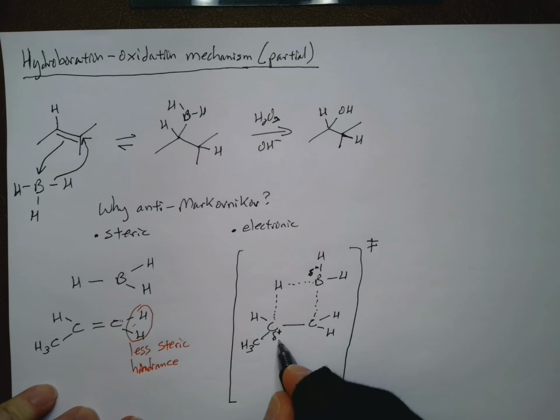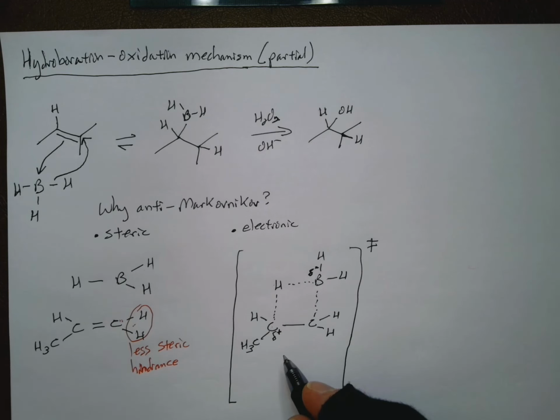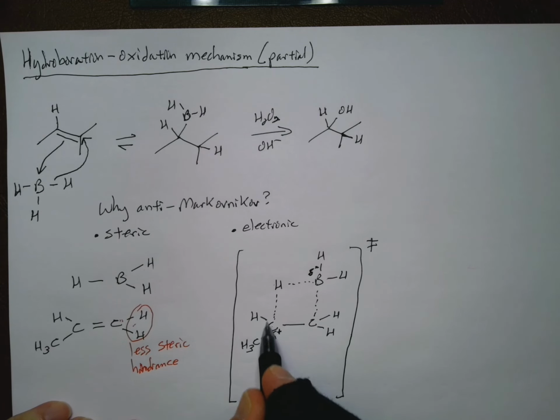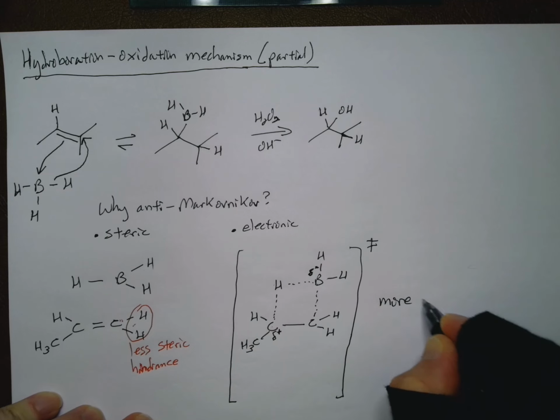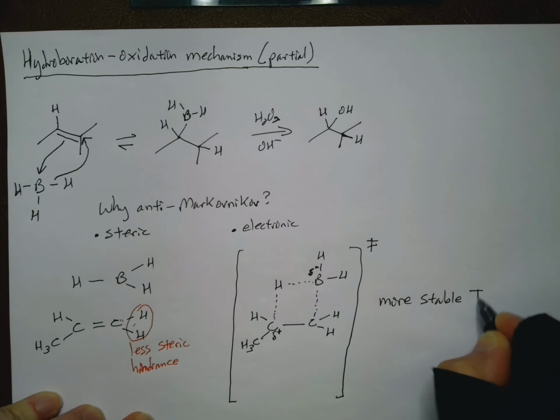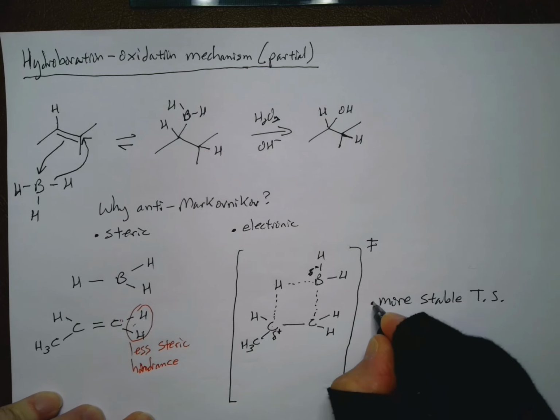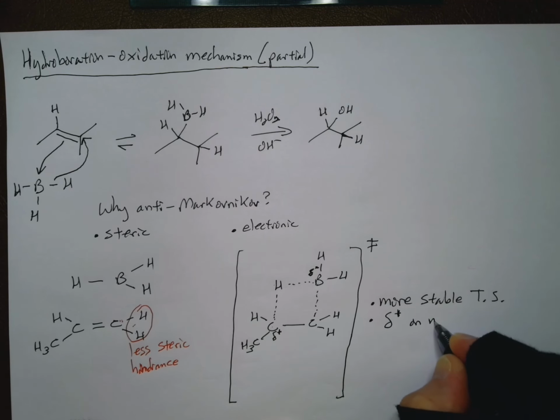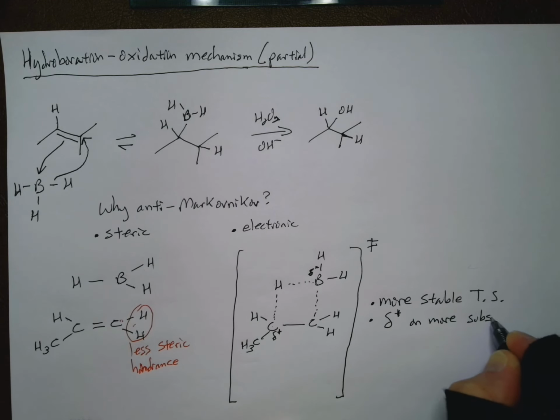So in this transition state, whatever does a better job of stabilizing that partial positive charge is going to be more stable, and then the preferred transition state. So here we have a more substituted carbon, which is better at stabilizing that partial positive charge. So this would be a more stable transition state. So we'd say delta plus on the more substituted carbon.